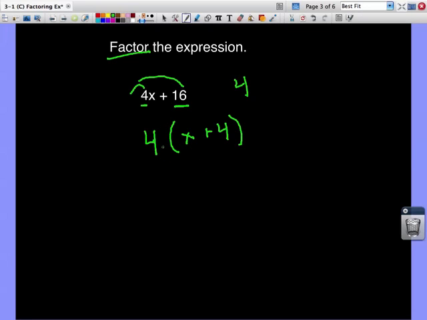The way we can check our answer to make sure it's correct is to distribute back and see if it equals the same thing. 4 times x is 4x. 4 times 4 is 16. So when I factored out the 4, I got 4 times x plus 4, and I rechecked my answer to make sure that it works, and it does because it equals the same exact thing. So we're not changing the value, we're just writing it in a different format.